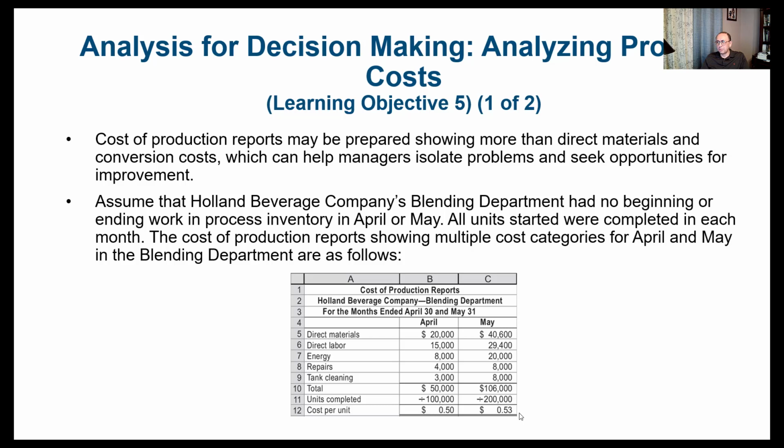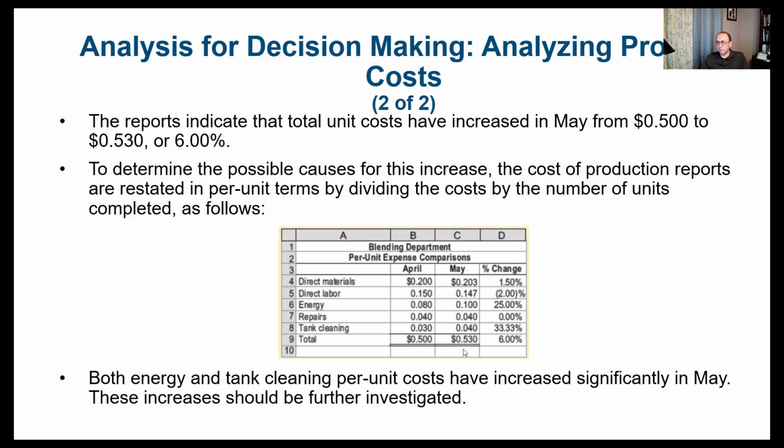But let's do more analysis. By comparing these details and trying to see the changes, we can pinpoint that the energy and the tank cleaning were the biggest increases. Even though the total increase was 6%, repairs had nothing different. Actually, for labor there was some decline, but there was a 25% increase in energy and a 33% increase in tank cleaning. So the report indicated that the total unit costs have increased in May from 50 cents to 53 cents, which is about a 6% increase.